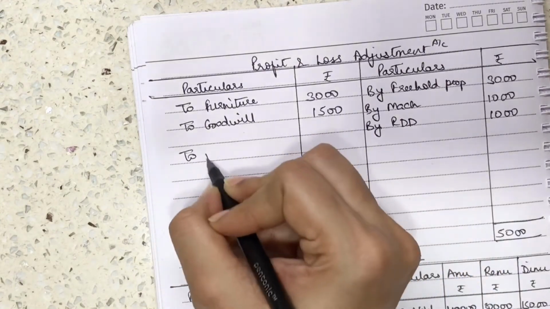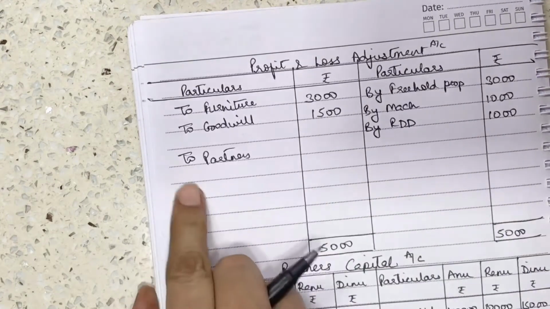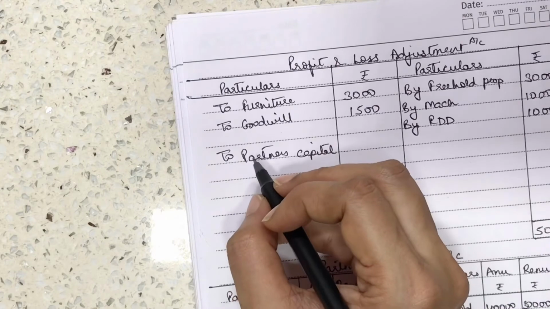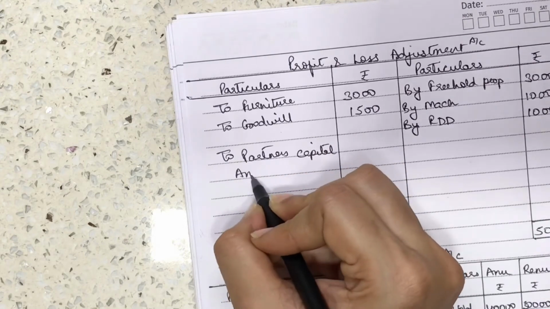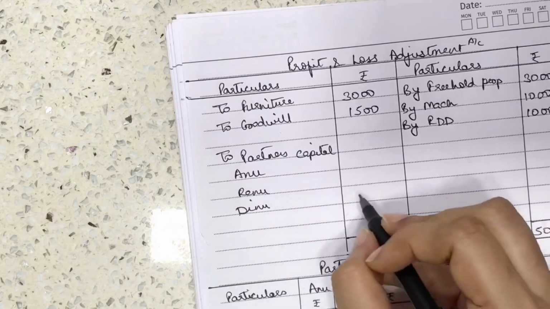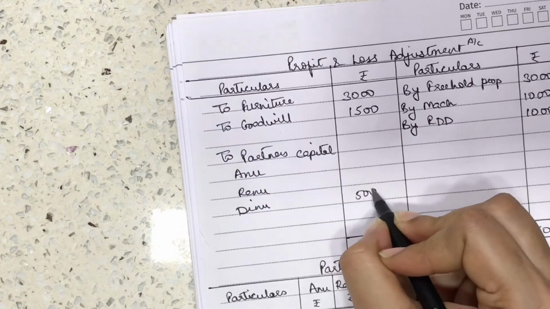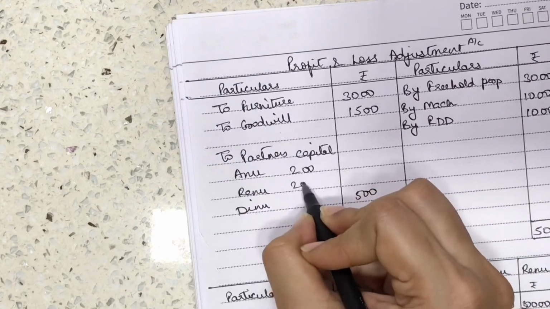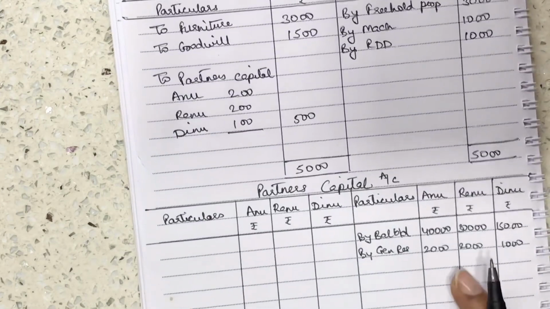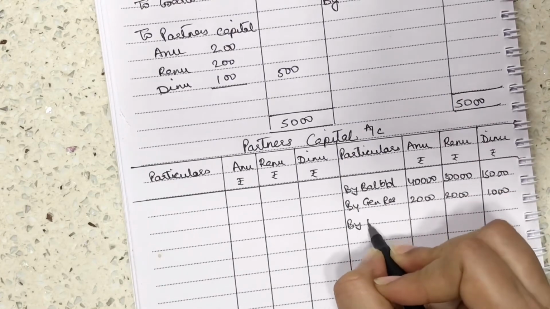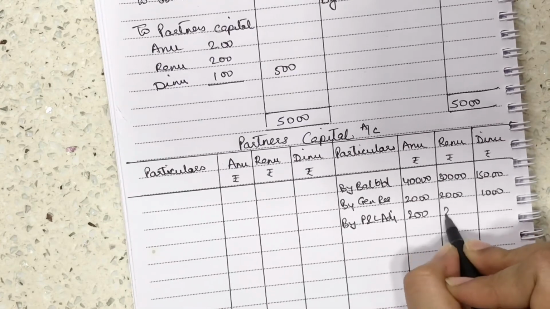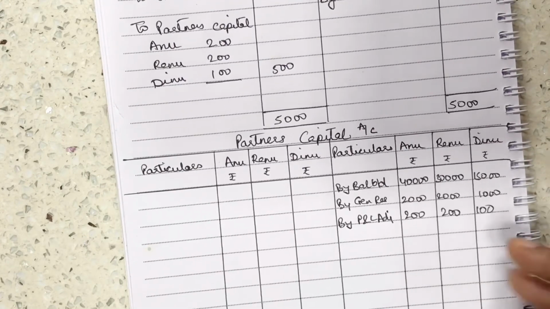So write down two partners capital. What are the names of partners? Annu, Renu, and Dinu. Okay. So total profit is 500. So distribute 200, 200 and 100 in the profit sharing ratio. Now this I will transfer to partner's capital account by profit and loss adjustment account 200, 200 and 100.